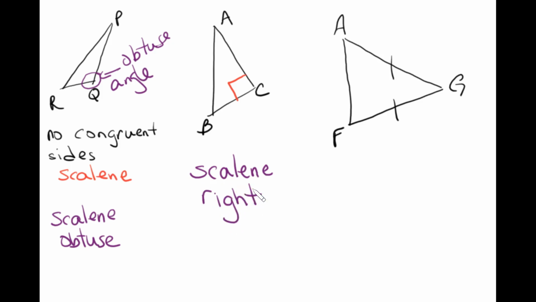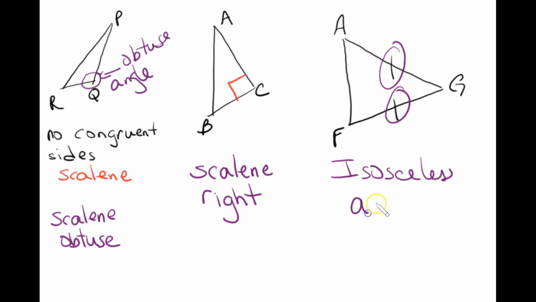All right. In our third example, we actually have two sides that are congruent. When we have two sides that are congruent, we call that an isosceles. And if we measure each of these angles, we'll find that they're all less than 90. So it's an isosceles acute.